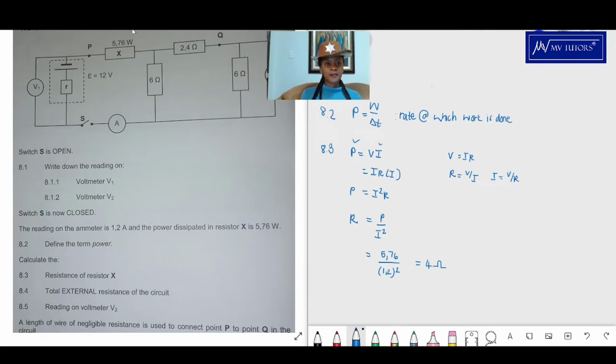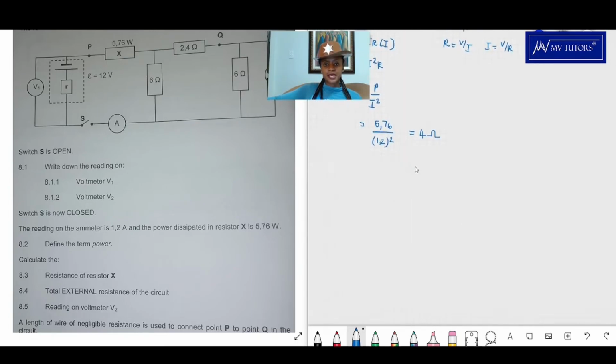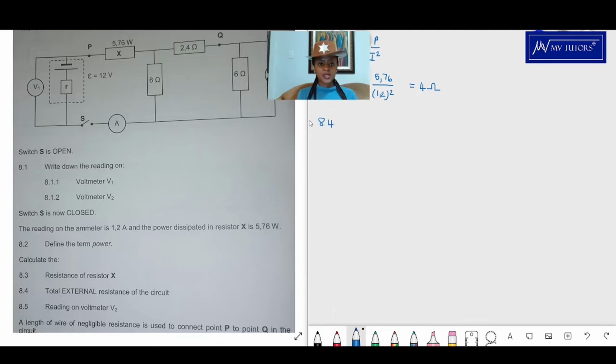So basically you have 4 ohms here, then 6, then 2,4, then 6. So I'm going to break it apart in sections. So I have with me 4 ohm, and then I have 6 ohm. You see 2,4 ohms and 6 ohm, they're actually in series, so you can add them up. So this is where I am. I have 4 ohms here, I have 6 ohm there, and then I have 8,4 ohms. So now these two are in parallel.